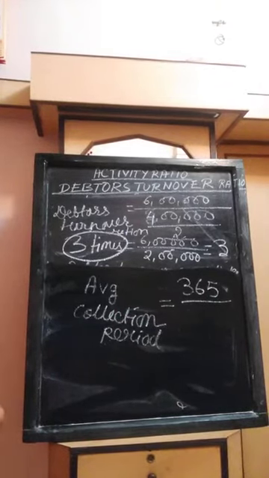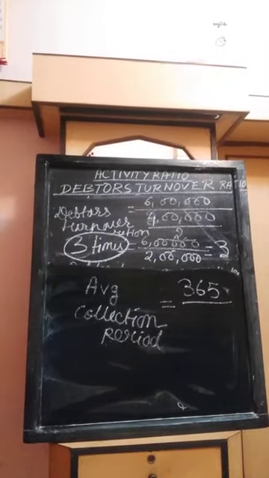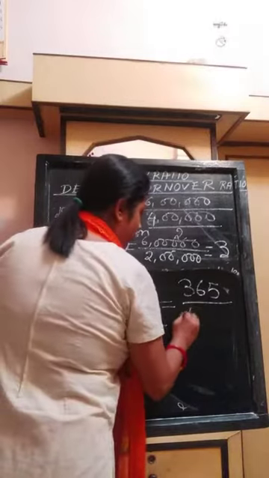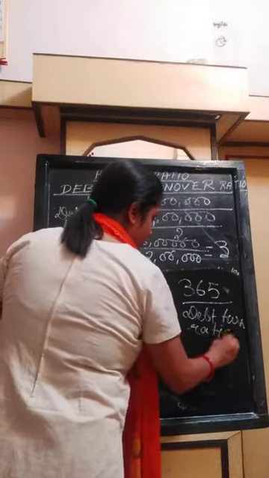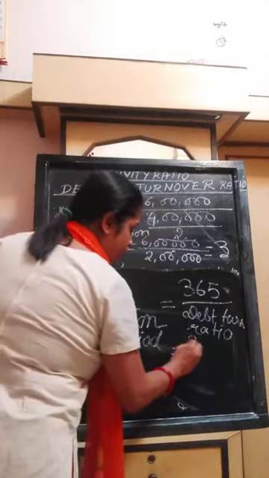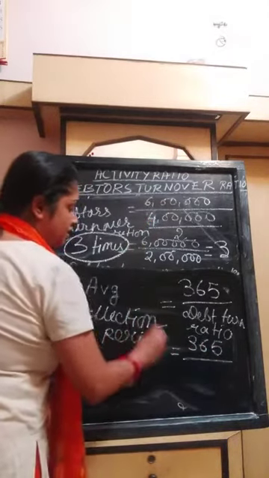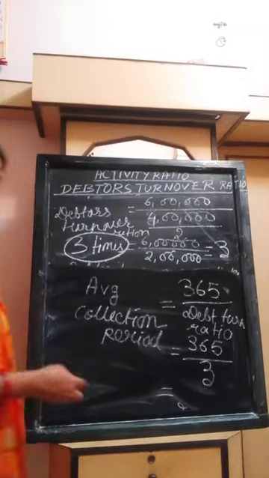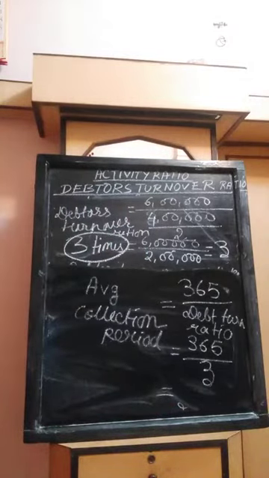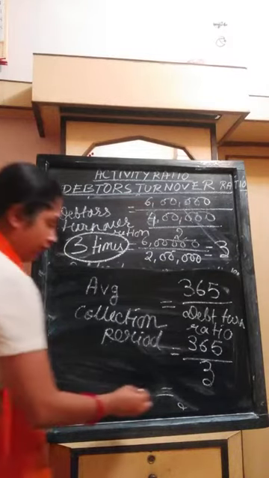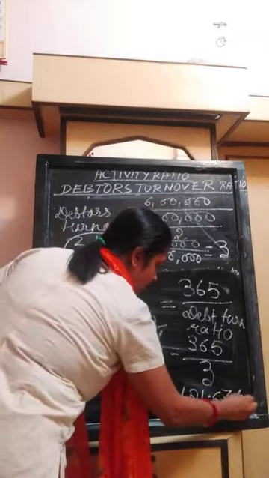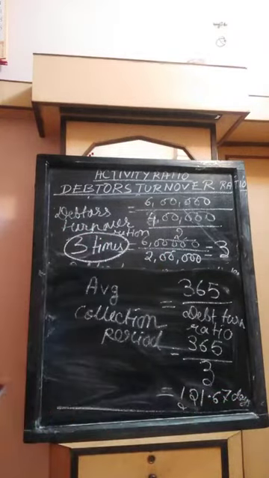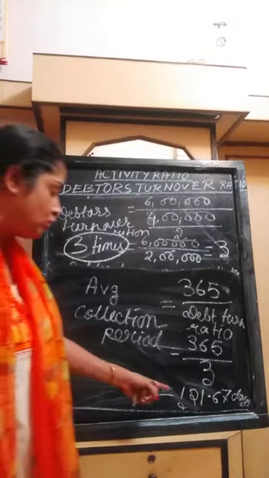That is, 365 divided by the debtors turnover ratio. According to this sum, it is 365 divided by 3. Do this calculation in your working and you will get the answer. The answer will be approximately 121.67 days. That is, after 121.67 days, the firm is able to collect its debts.